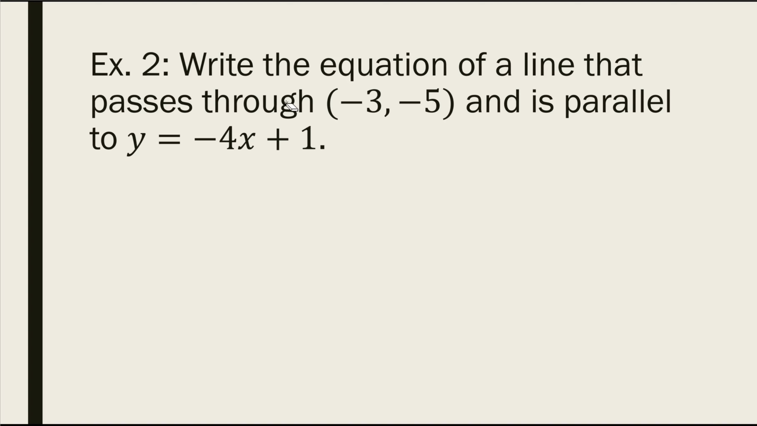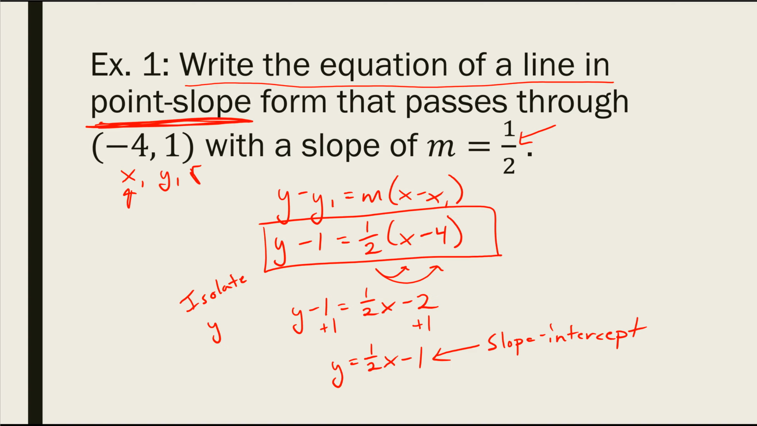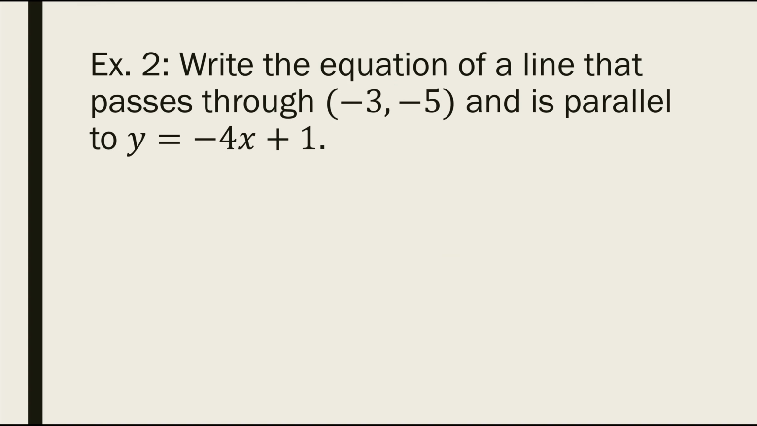What you need to do for the problem is just like we did for example number 1. I'm given a point. I'm also given a slope. Can you find it? If I'm writing the equation of a line that's parallel to this line, what do we know about parallel lines? They have the same slope. So my new line is going to have the same slope as this old line. Both lines are going to have a slope of -4.